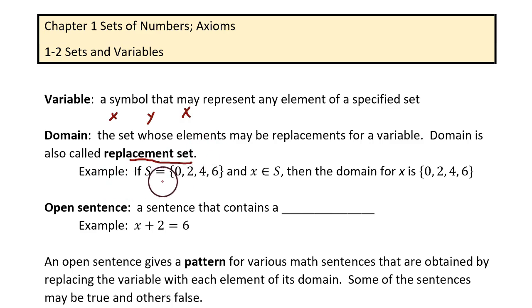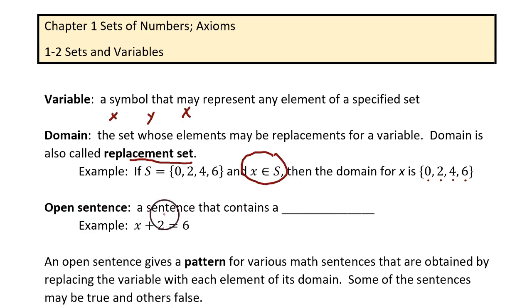Here's an example. If set S contains the elements 0, 2, 4, and 6, and we're told the variable X is an element from set S, then the domain for X is the numbers 0, 2, 4, and 6. Domain are all of the numbers that could be used for X, and we're told that X is an element of set S. So anything in set S is the domain for variable X.